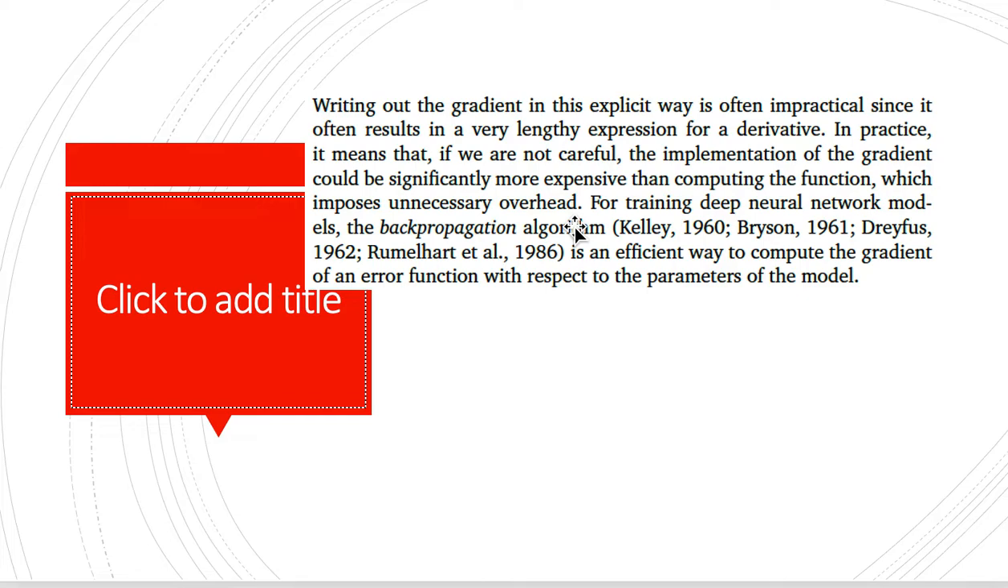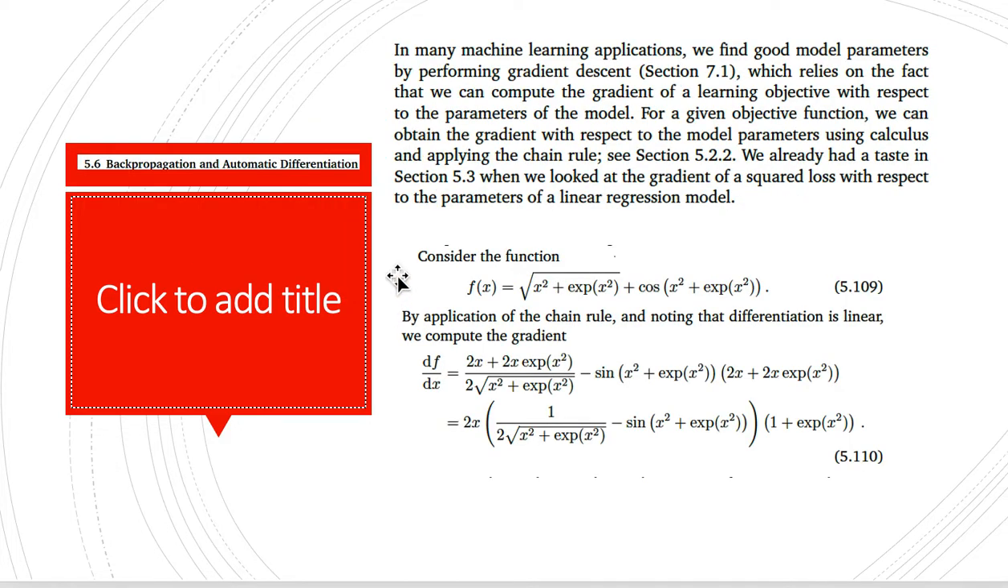For training deep neural network models, the backpropagation algorithm is an efficient way to compute the gradient of an error function with respect to the parameters of the model. So basically, what we talk about here is that we would like to find the objective function. I will just give you some idea. Let's say this is a model, something that you would like to have. This is the aim, perhaps. And then you have a cloud of data, so many data here.